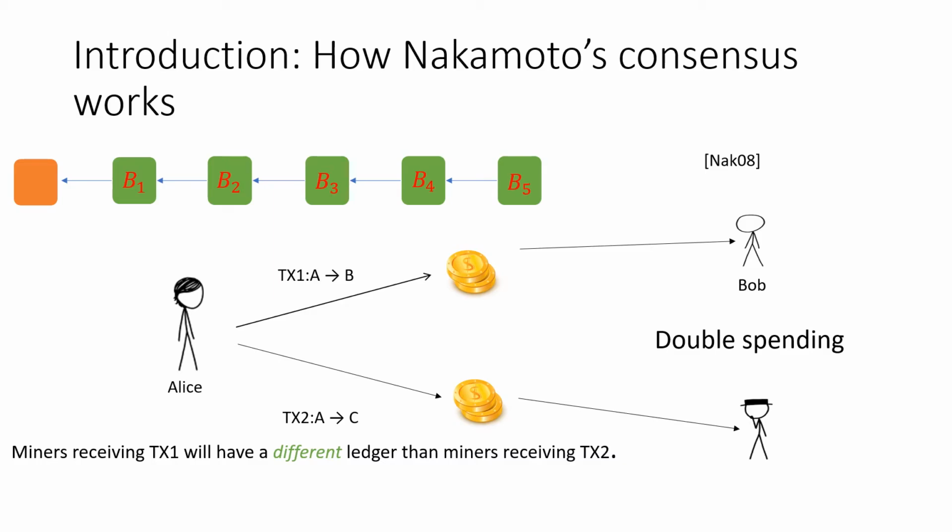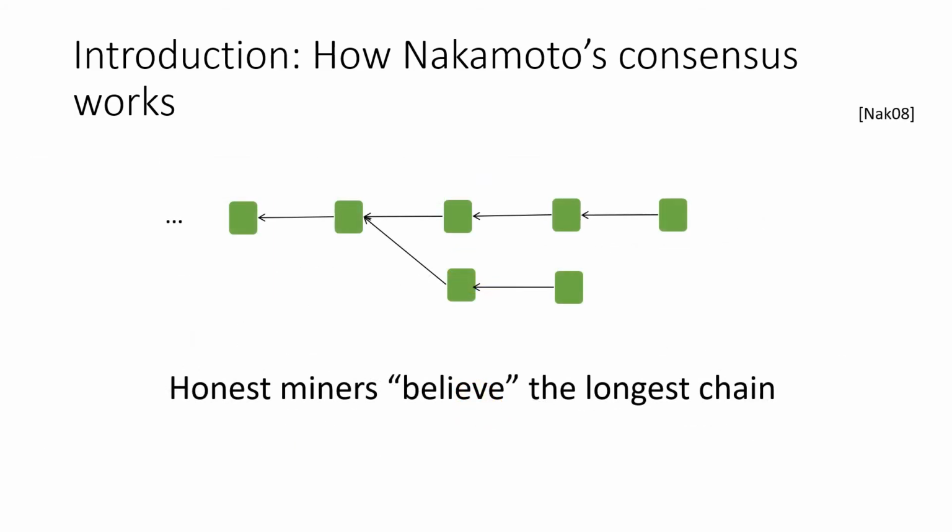One of the primary concerns of any cryptocurrency is the issue of double spending. Alice could attempt to spend her money twice in two separate transactions. These two transactions will then be included in two different blocks, creating two different chains. So Nakamoto's consensus resolves this by asking miners to choose a block belonging to the longest chain. Choose the longest chain. So eventually only one transaction, one block will be accepted by all miners.